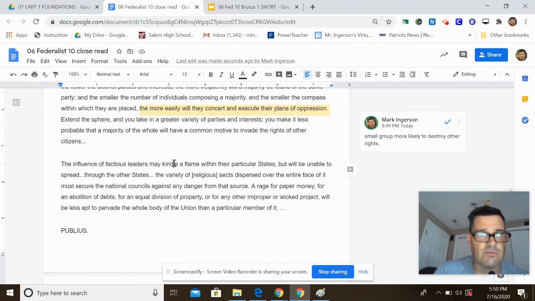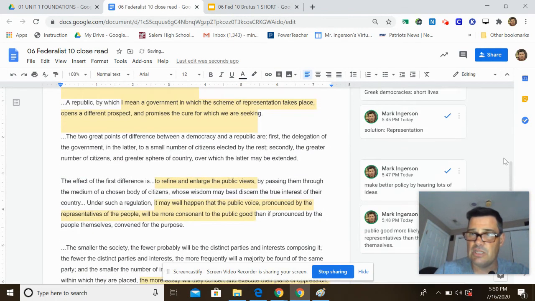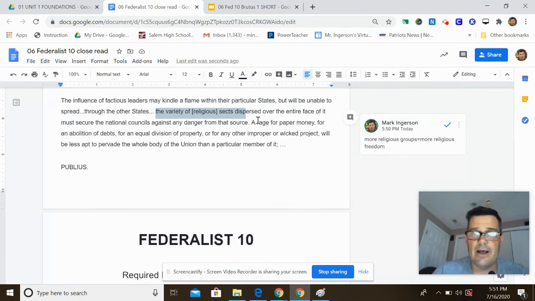"The influence of factious leaders may kindle a flame within a particular state, but be unable to spread to the other states." So one group might be really excited about something, but other states ignore it, so the idea doesn't spread. That can be a really good thing. "The variety of religious sects dispersed over the entire face of it must secure the national councils against the danger from that source." So more religious groups equals more religious freedom. You're more likely to have religious freedom when you have more religious sects, as he says. And that, by the way, has been true in countries. If you have a country with diverse religious groups, you're probably more likely to have tolerance, because everybody religiously is in a minority.